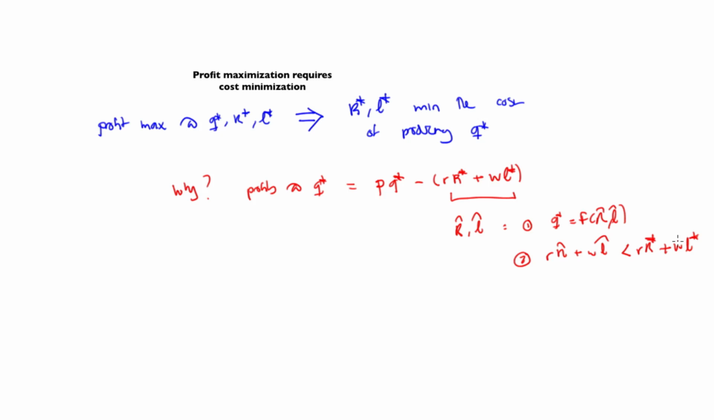But that would be a problem, because then the following output, Q star with K hat, L hat, is feasible and has greater profits. So it has to be the case that K star and L star are cost minimizing, because otherwise we can find a way of making better profits, which would contradict the fact that this is profit maximizing in the first place. So I hope that gives you an insight about the very tight relationship between profit maximization and cost minimization.